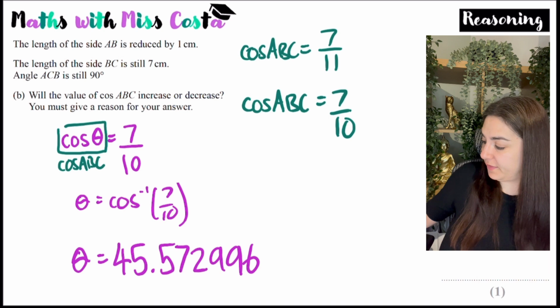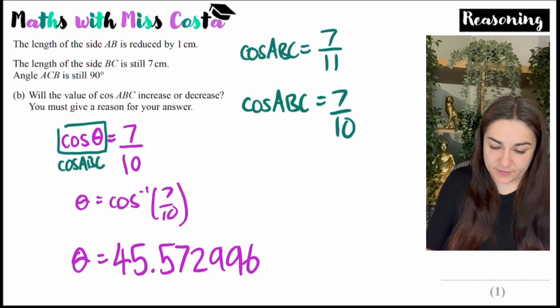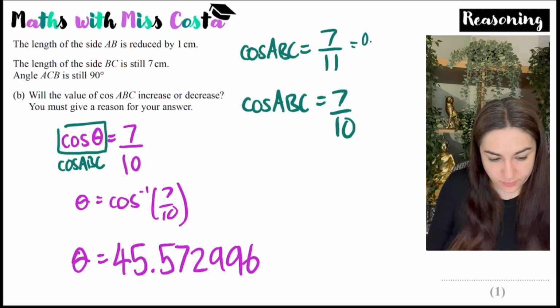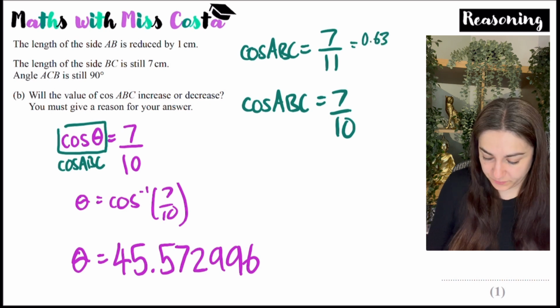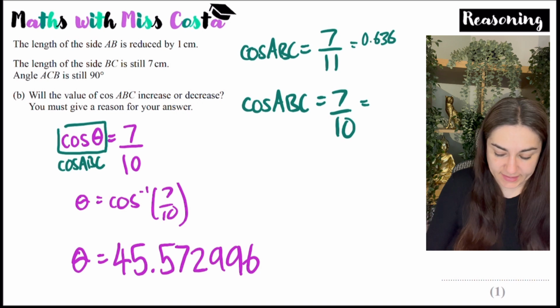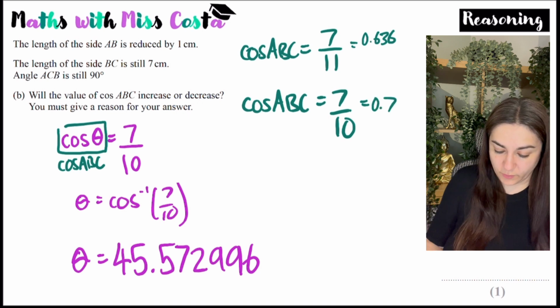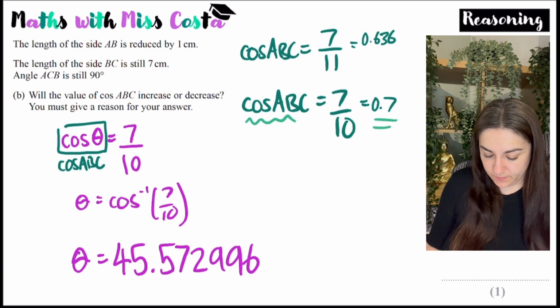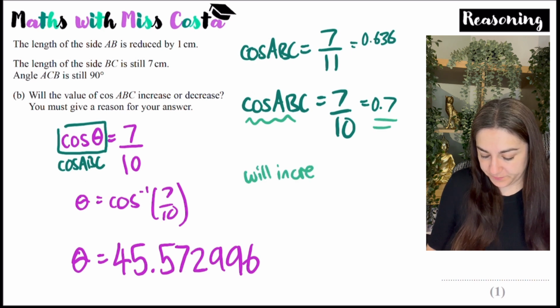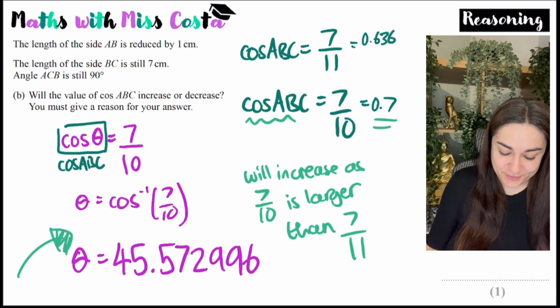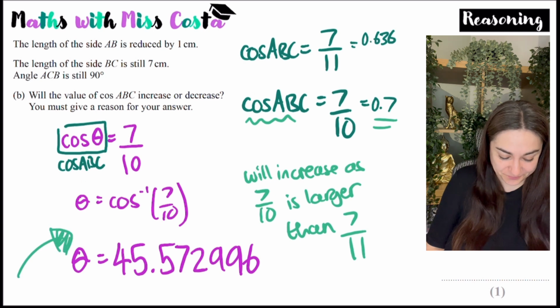Well, what's 7/11 as a decimal? 7 divided by 11 is 0.636. 7/10 is 0.7. So the value of cos ABC will increase, as 7/10 is larger than 7/11. We didn't actually need to do this bit. Just make sure you read the question very carefully.